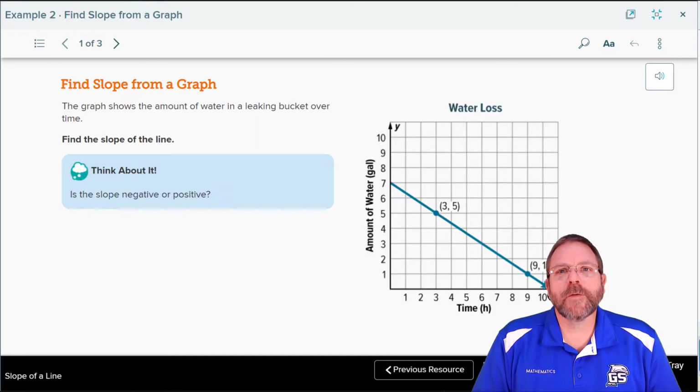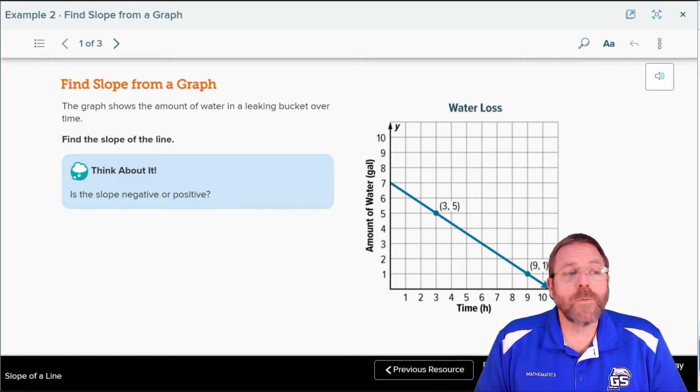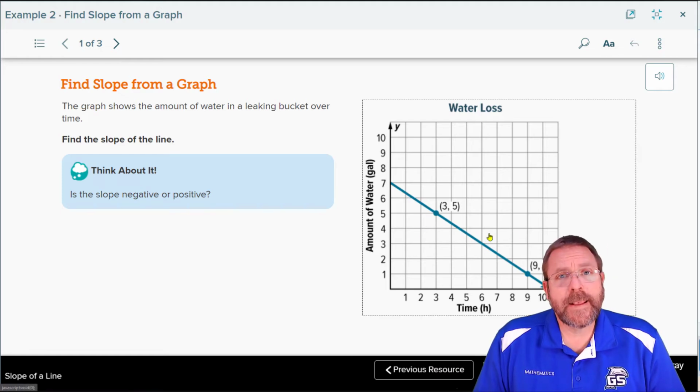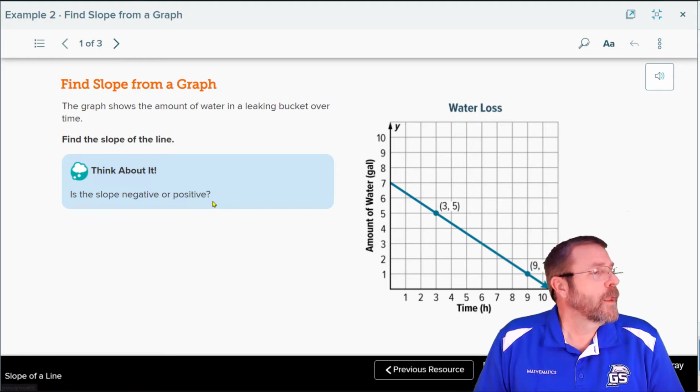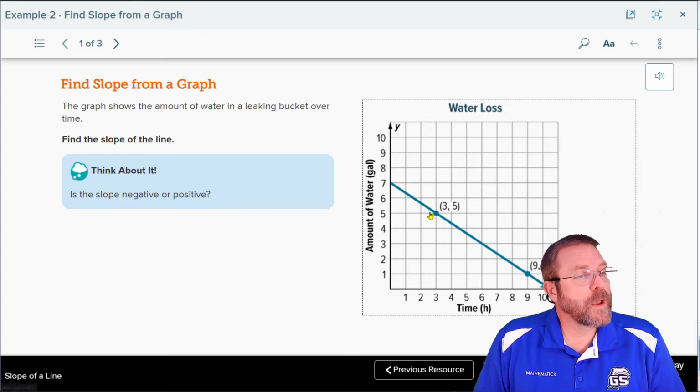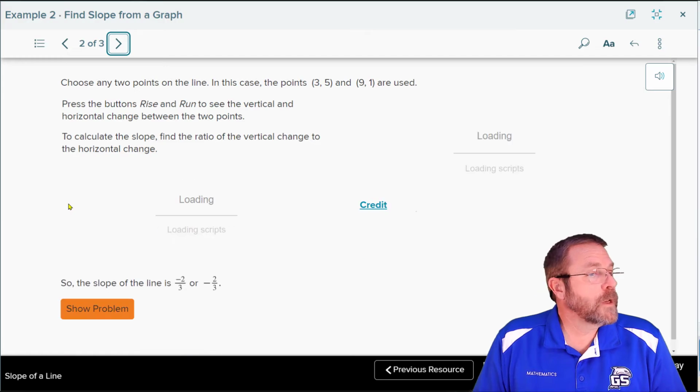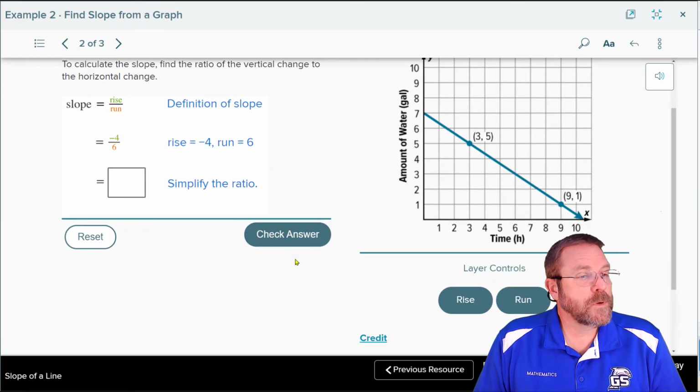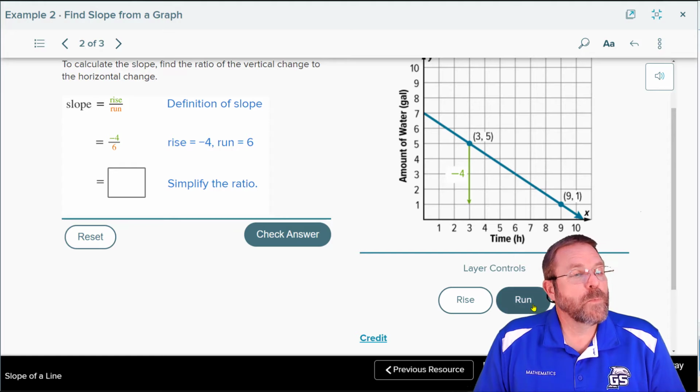So what if we were graphing how much water is contained in a bucket of water that was leaking? Well, the volume of the water would be going down, and that would be giving us a negative graph like you can see here. And they've given us these 2 points, 0.35 and 0.91. Now, are they going to give me the rise and run buttons? Yep, the rise, you can see, is going to be a -4 because we went down 1, 2, 3, 4, and then we ran to the right 6 spaces right here.